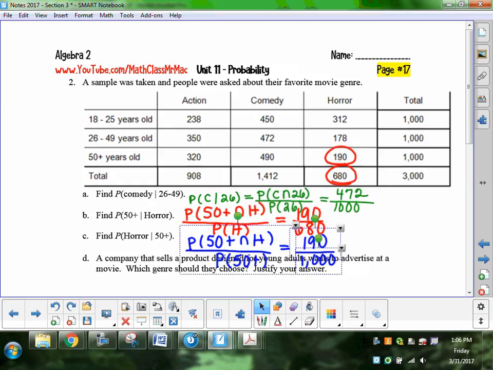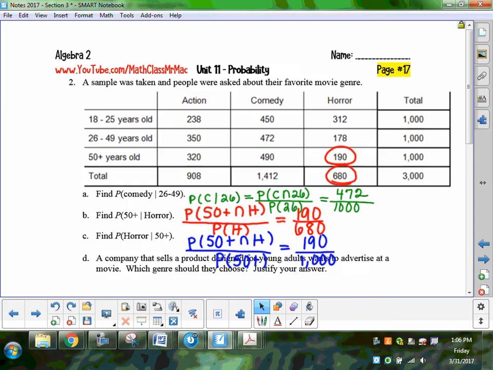Why? This one is looking at a different set of criteria. The given is different. The B looks at the probability that they're over 50 given they already like horror movies, versus finding out if you like horror movies if you're over 50 years old. They're different things. This is pulling from the group of people who say they like horror movies. This is saying how many are over 50 out of the group that likes horror movies. This is saying how many like horror movies out of the group of people who are over 50. They're different things.